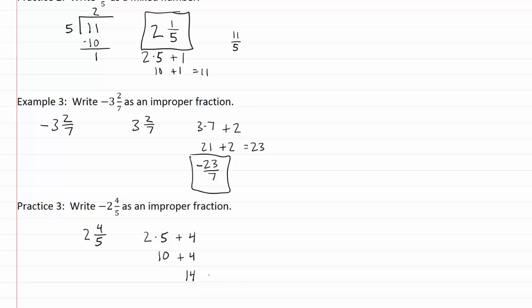So I've got 14 total parts, and my denominator is 5. So I've got 14/5, and then it was negative 2 4/5, so I just put the negative up here with the 14. So I've got negative 14 over 5. That's my final answer.